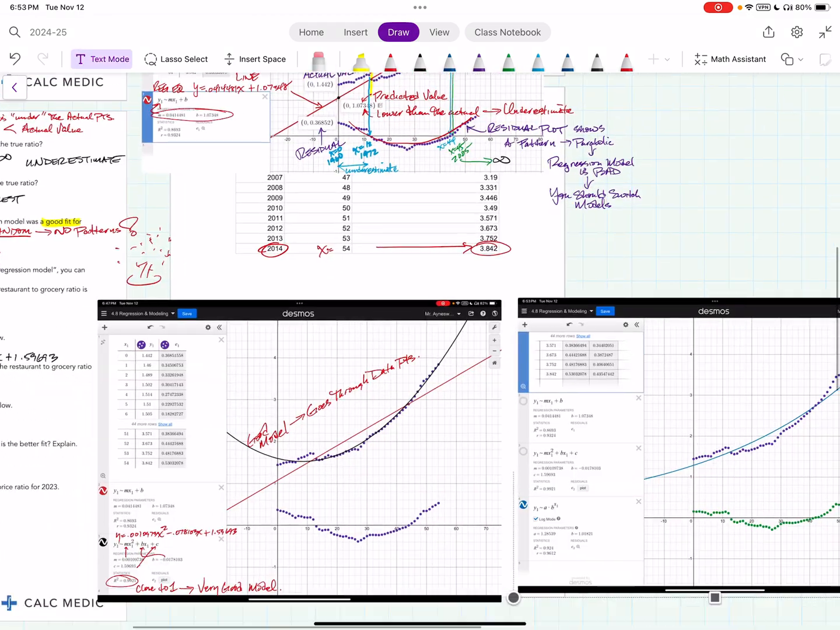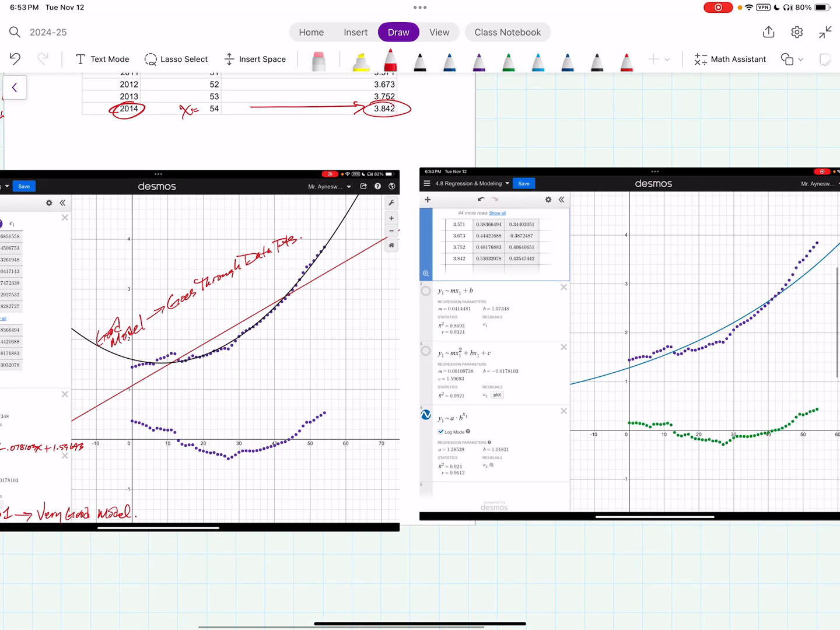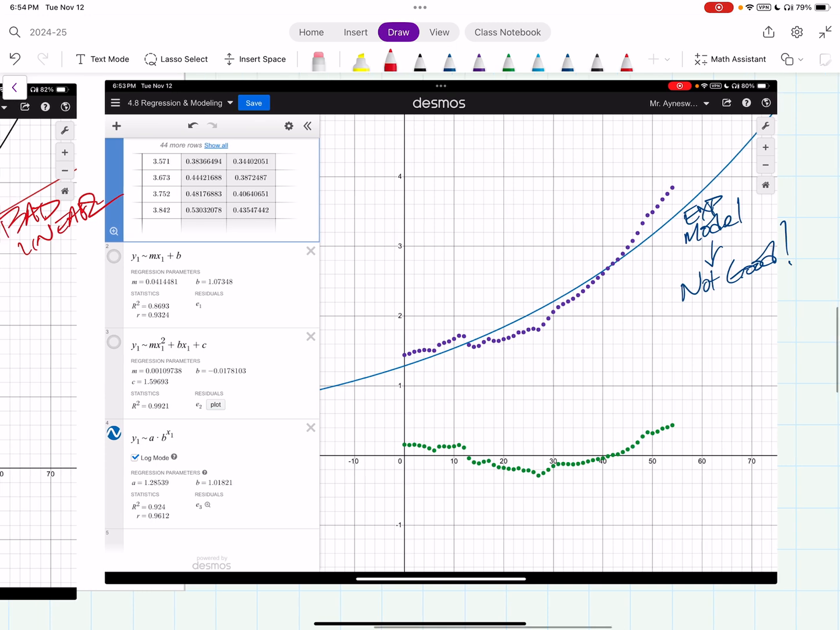You can tell that the one on the left with the parabola is a good model, so the line's bad. This is linear, that's a bad model. The exponential on the right, this one here, is bad too. We're not good. So the exponential model is not good for a variety of reasons. First of all, it doesn't go through the data. That's explanation number one.